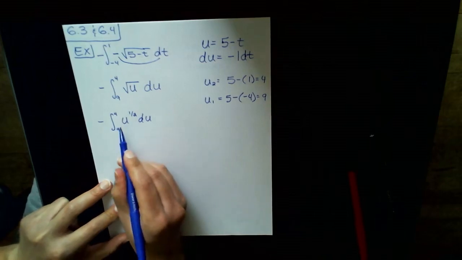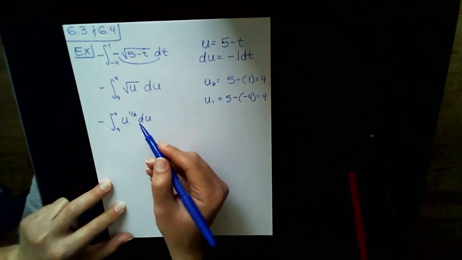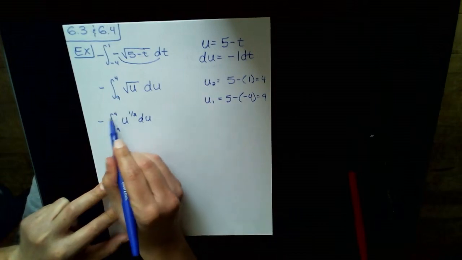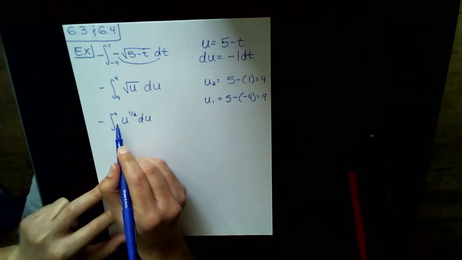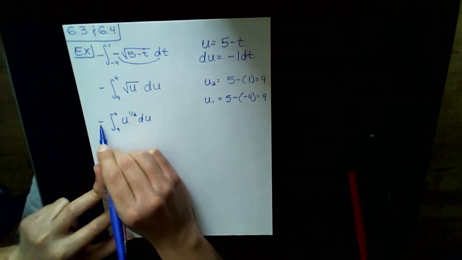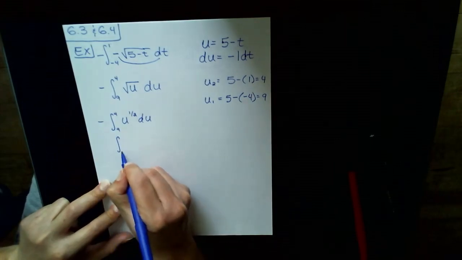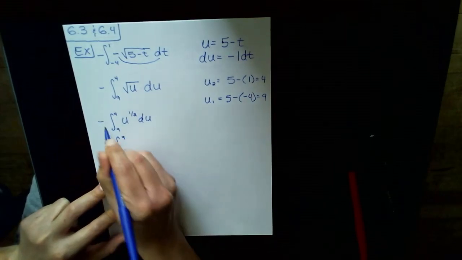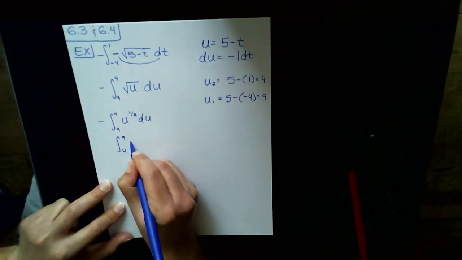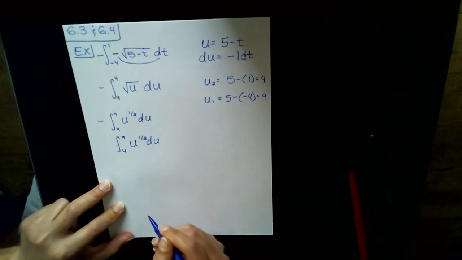And now to find our antiderivative, we're going to add one more step before we start solving. We have a negative on the outside of the integral, and remember our rules say we can swap the limits of integration to get rid of that negative. So we get the integral from 4 to 9, without that negative, of u to the 1/2 du.